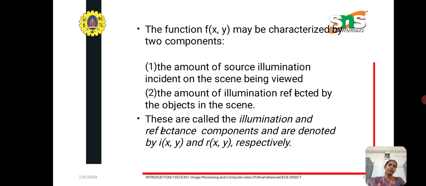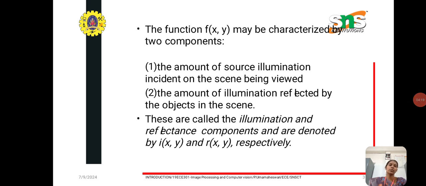The function f of x comma y may be characterized by two components. One, the amount of source illumination incident on the scene being viewed. The second, the amount of illumination reflected by the objects in that scene. These are called the illumination and reflectance components, and are denoted by i of x comma y and r of x comma y.